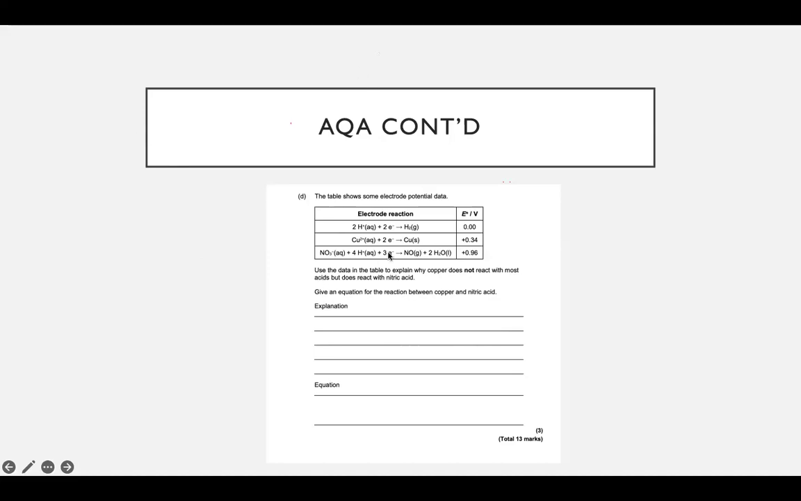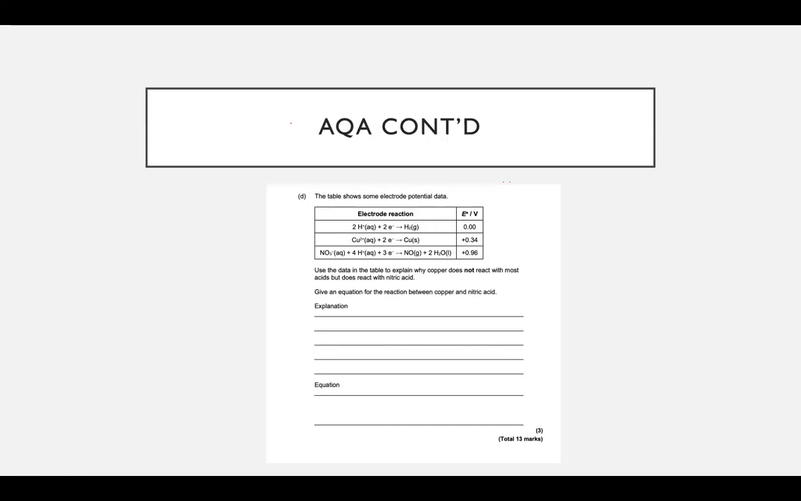Why does copper not usually react with acid but reacts with nitric acid? If you look at the E naught values, copper is positive, so it likes to go from Cu2+ to Cu. It likes to go forward. And if you react it with any acid, the acid is H+ ions that like to form H2 gas. So that also likes to go forward. And you can't have both going forward. That's two reduction reactions. It's impossible.